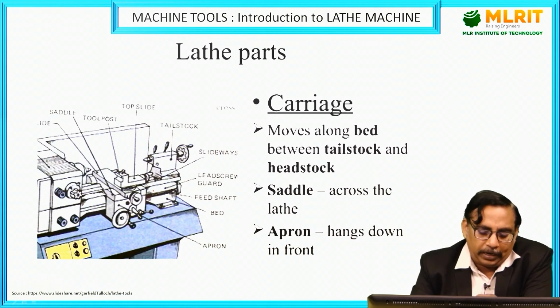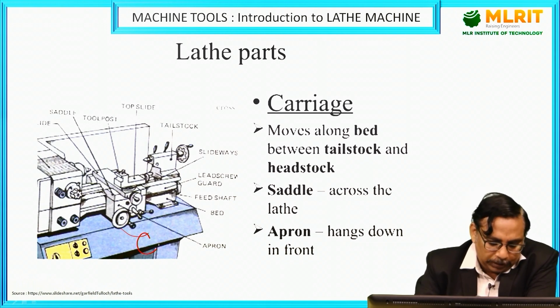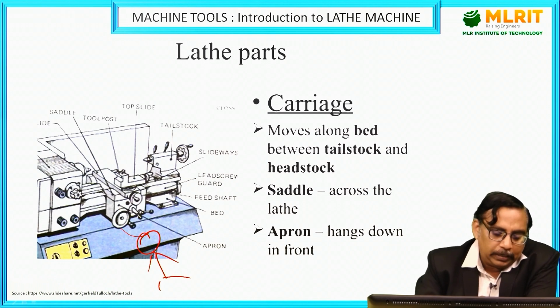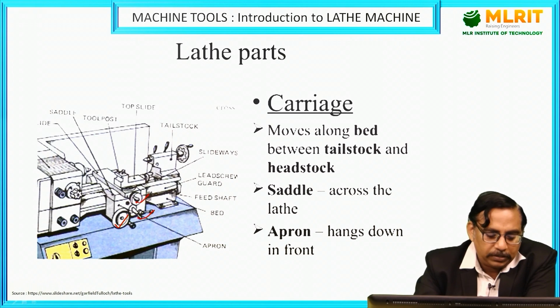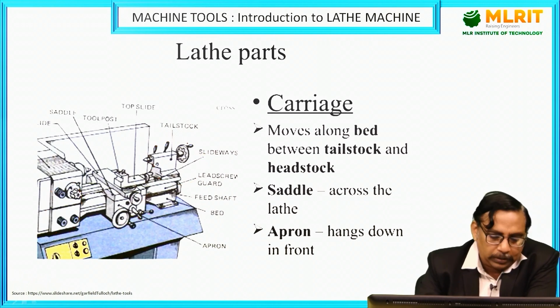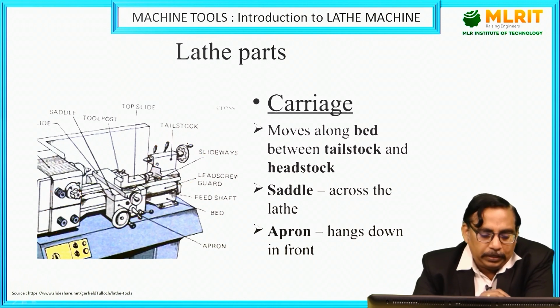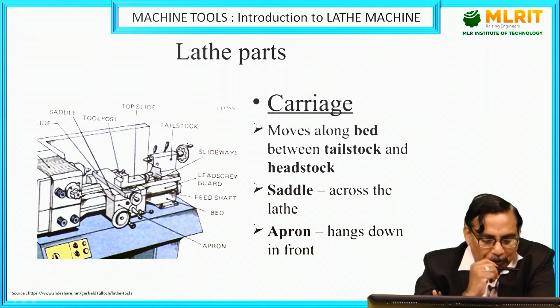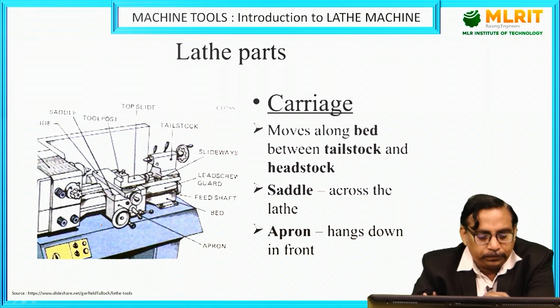Then the apron hangs down in front, that is, here the operator will be there, and it hangs down such that it will be easy to use this lever, even the power levers which are at the headstock. Even we can utilize tailstock levers also in the same manner. So for the apron or carriage, we will be having different operations.